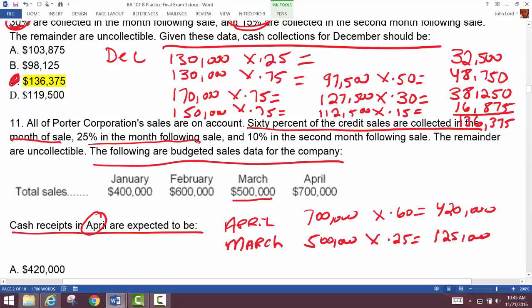And am I going to get any of February? 10% in the second month following the sale. So April is the second month following February. So if I have February sales of 600,000, and I'm supposed to pick up 10% of that, what's that, 60,000? So when I add those numbers up, do I get this 605,000 over here?